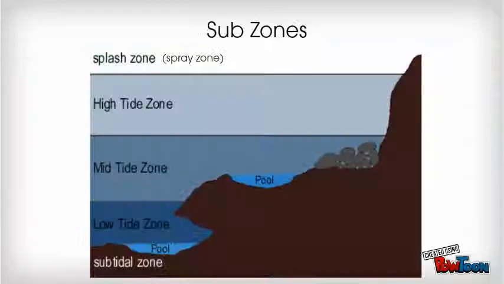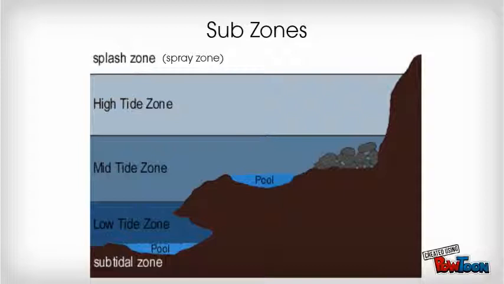The intertidal zone has subzones as well. The first is known as the spray zone, which is only submerged during storms. It is home to few organisms such as limpets and acorn barnacles.